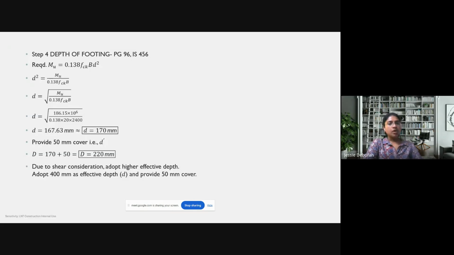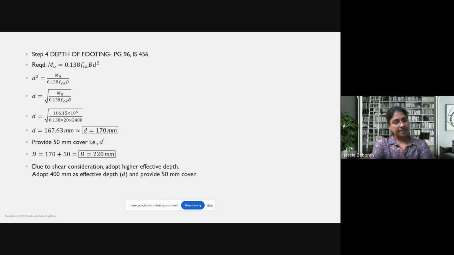Okay. Now, because of shear considerations, I will tell you what it is later. We will now take a higher effective depth. So now we are going to consider an effective depth of 400 mm. Including the cover, it is going to be 450 mm. While I teach you how we check for shear failure and other things, I will clarify this for you. Right. Now, going to the next step.